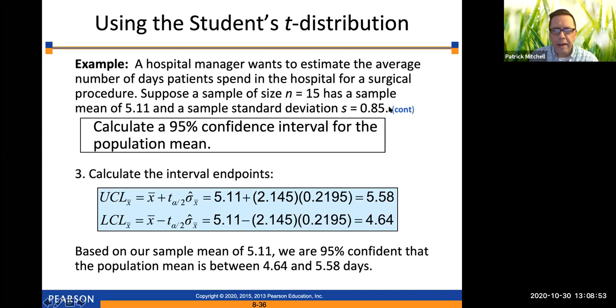All right, so now that we have the critical t-value, we'll calculate the interval endpoints. Remember, the sample mean was 5.11. So now we will add and subtract the margin of error, which is 2.145 times 0.2195. Remember, the 0.2195 was the approximate standard error of the mean. So we find that the upper confidence limit is 5.58 and the lower confidence limit is 4.64. So based on our sample mean of 5.11, we are 95% confident that the population mean is between 4.64 and 5.58 days.